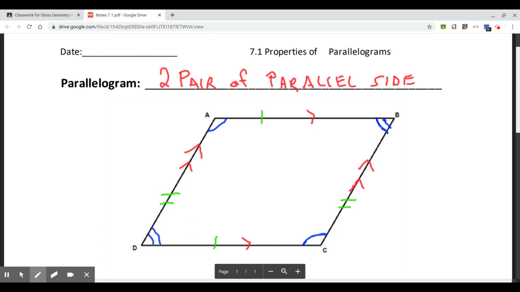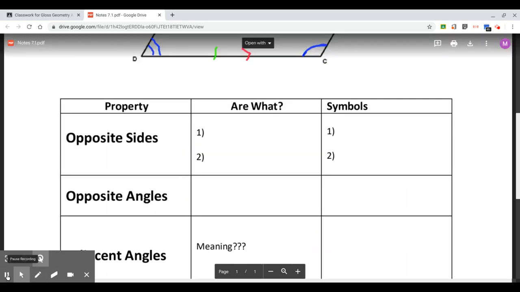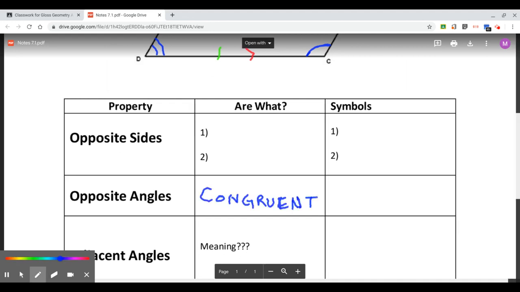Now how do we write the notation? So coming back down to our property chart, we're going to look for the properties of opposite angles. And what are they? Well, opposite angles are congruent. So they're congruent. And then we are going to write the notation by saying that angle A is congruent to angle C, as well as angle B is congruent to angle D.